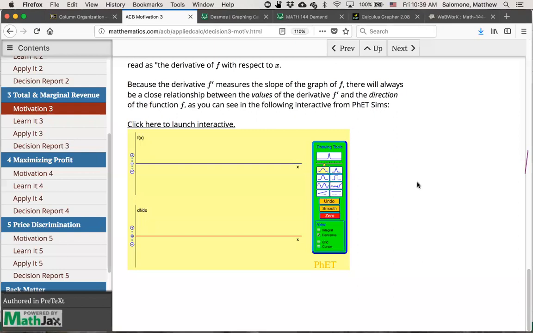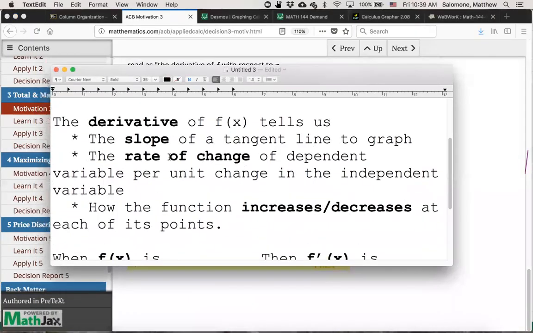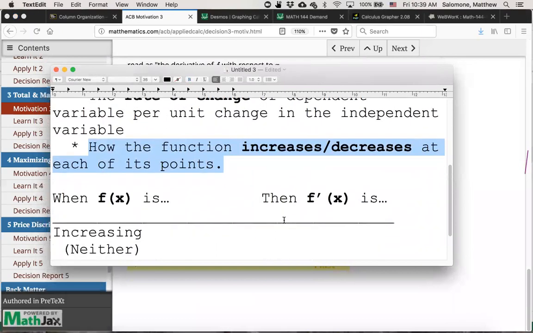So what I'd like to do, for starters, is come back to my notes here. We decided that the derivative of a function tells us the slope of a tangent line to its graph. It tells us the rate of change of the dependent variable of that function per unit change in the independent variable. And this is where we want to get a hook into our next piece of material: it tells us how exactly, at what rate, the function is increasing or decreasing at each of its points.